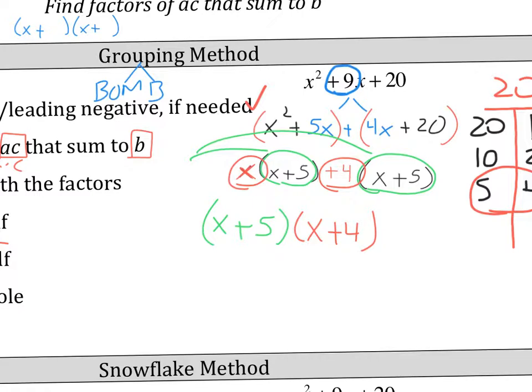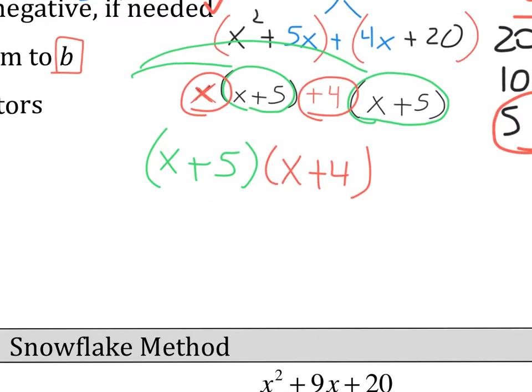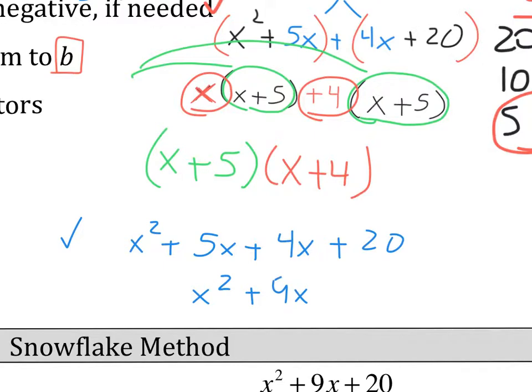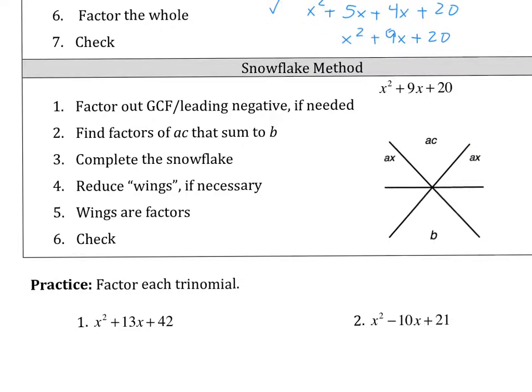So a little bit tedious. Now, of course, we can do a quick check here. If I did a quick check, x times x is x squared. 5 times x is 5x. 4 times x is 4x. And 5 times 4 is 20. So x squared plus 9x plus 20. So now that I've utterly confused you, let's try to make it as easy as possible.